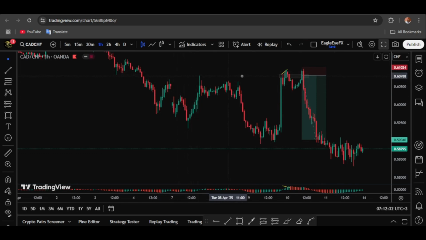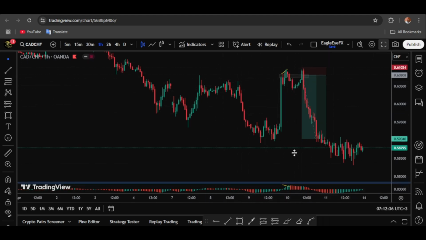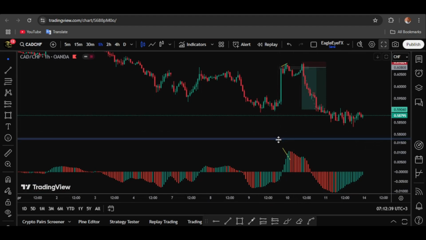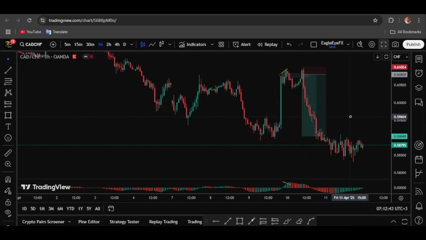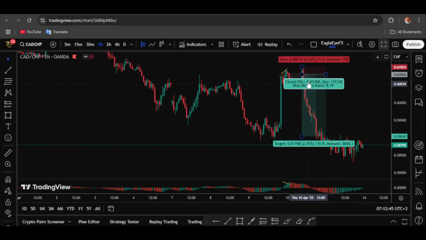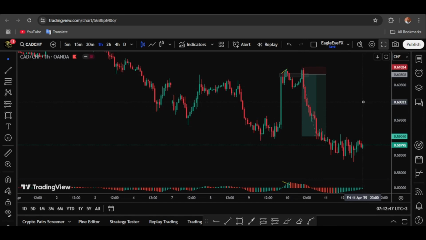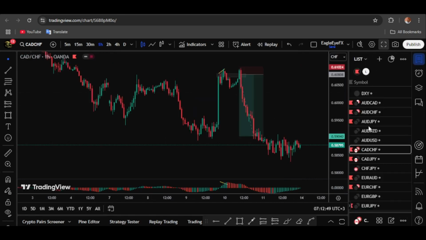So this is just simple: you look at an area of resistance, then you look for your QM pattern. Once you find your QM pattern, you look for your divergence, then you get your confirmation, then you allow the market to play out. And you can see this was actually a zero drawdown trade.